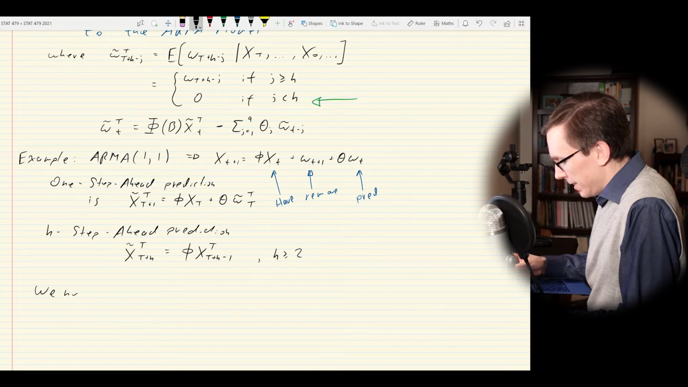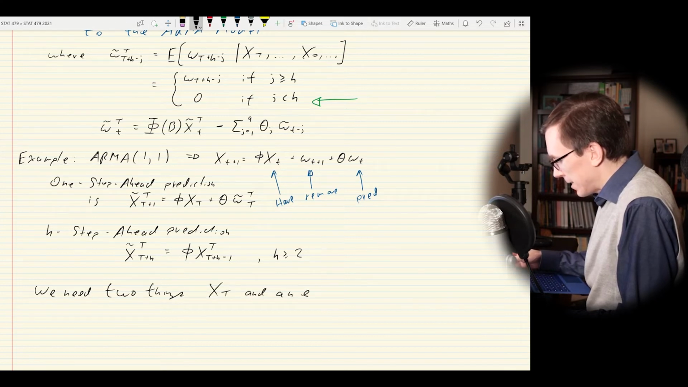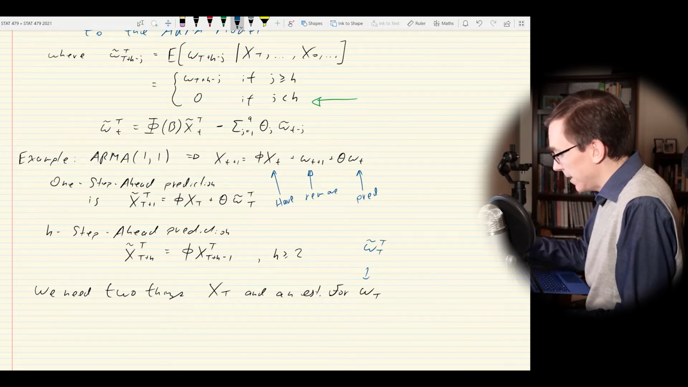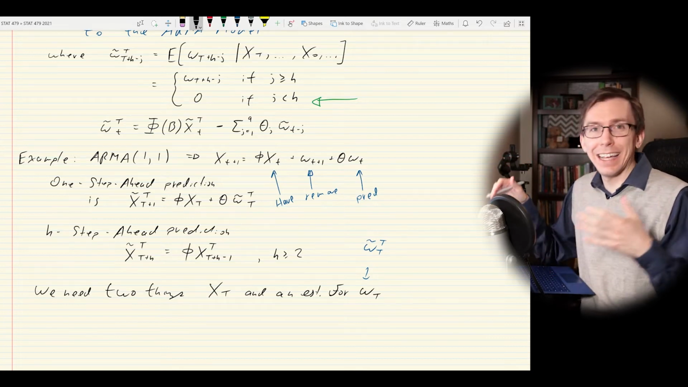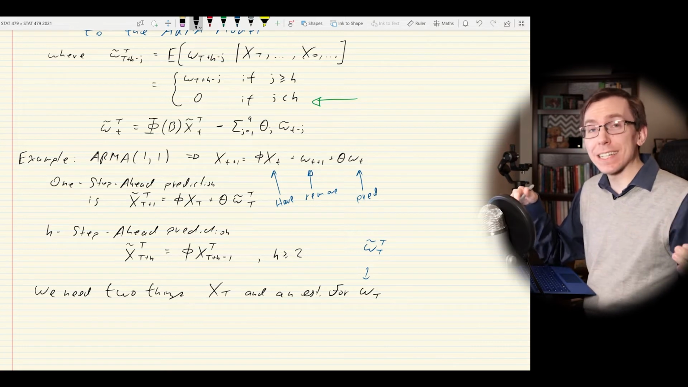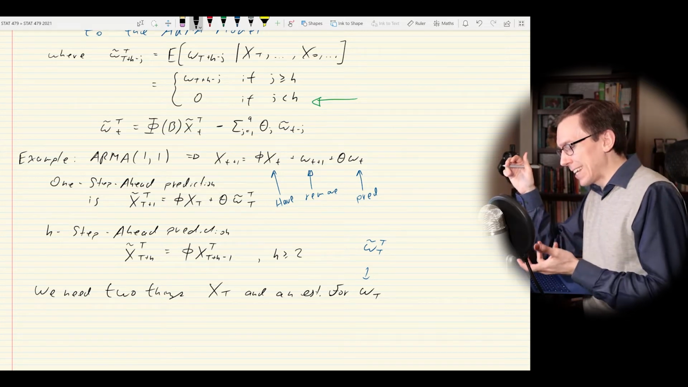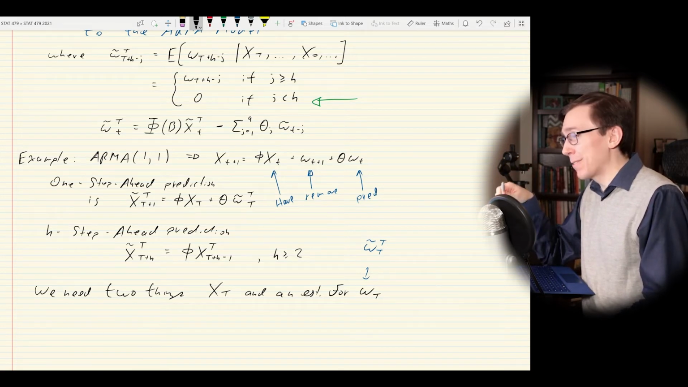Basically, we need two things, which is xt and an estimate for wt, which is this w tilde tt. And that's all we need to do forecasting. Now, granted, the entire data set could be used to estimate phi and theta, like we talked about in the previous lecture using maximum likelihood. So we still want to have lots of data, right? But the point is, for forecasting, we really only need that xt, and we still need to figure out what w is. So in that case, we're going to have to work a little bit harder.